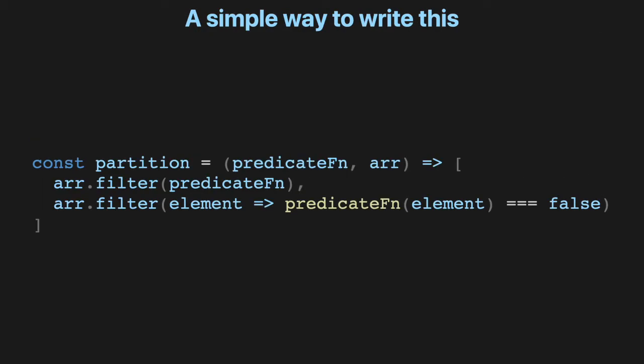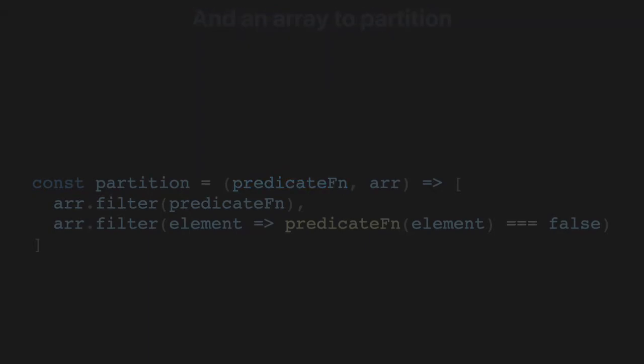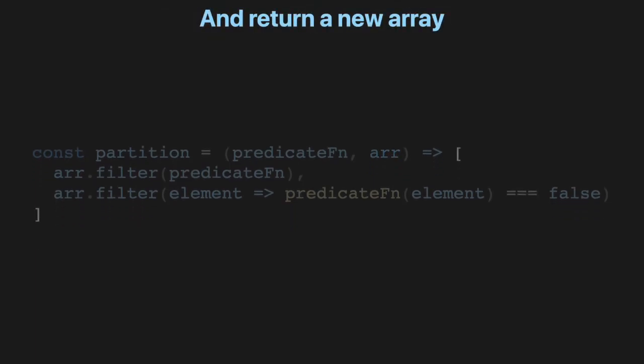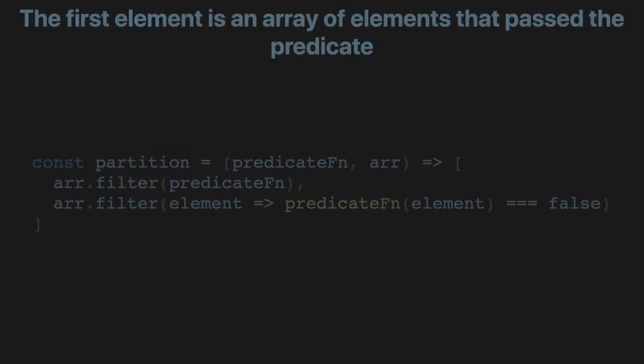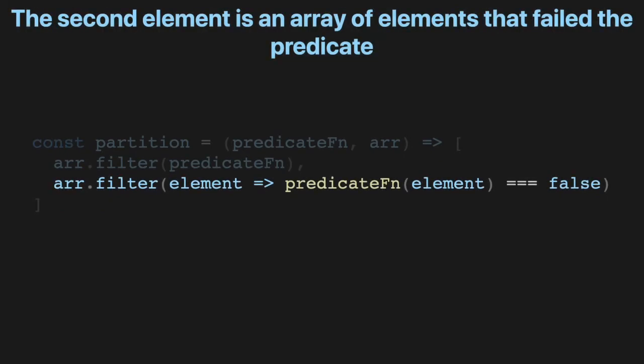All right, so let's look at a naive example of how to write this using filter. Stepping through the code, let's look at the parameter list. We're going to take a predicate function and an array to partition. We're going to return a new array. The first element being an array of elements that meet that condition, so they pass the predicate function. The second element being an array of elements that do not pass that predicate function, they don't meet the condition.